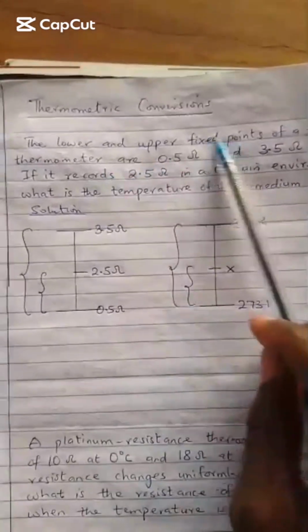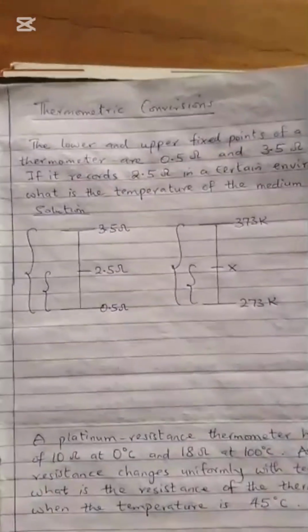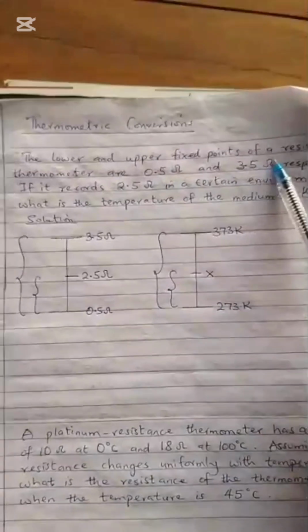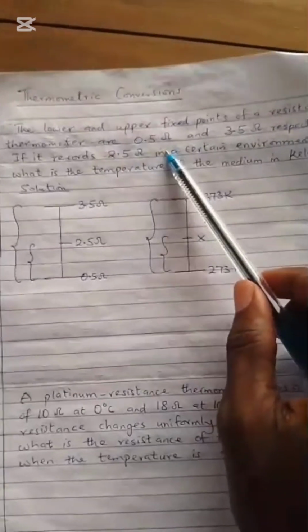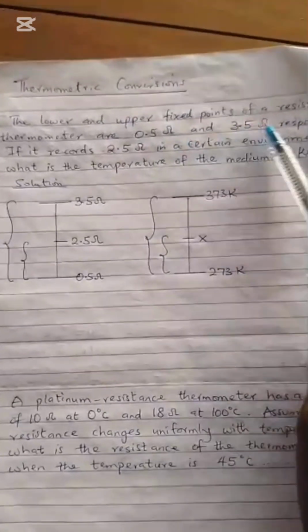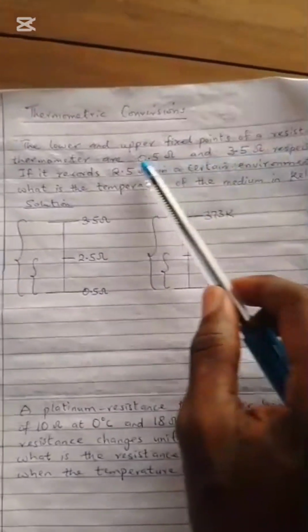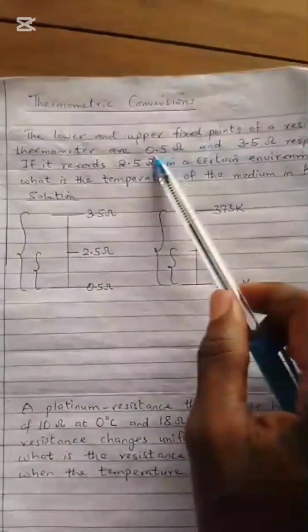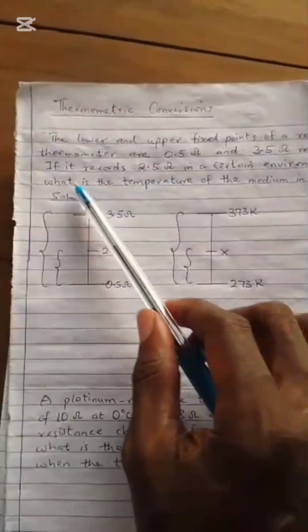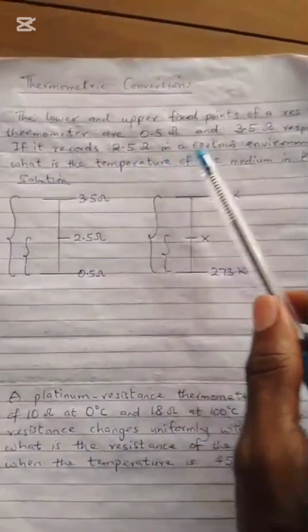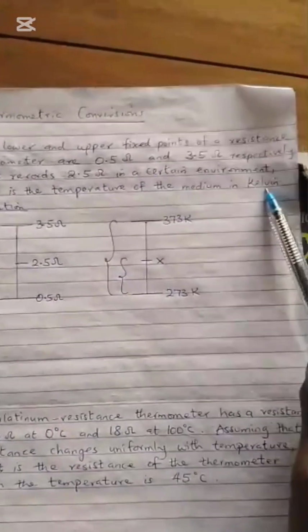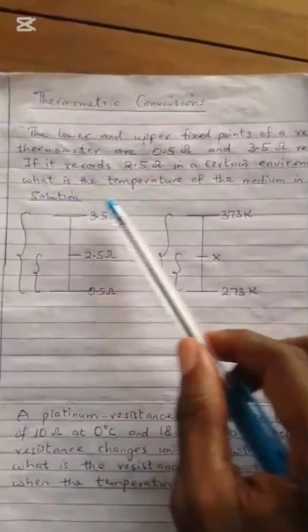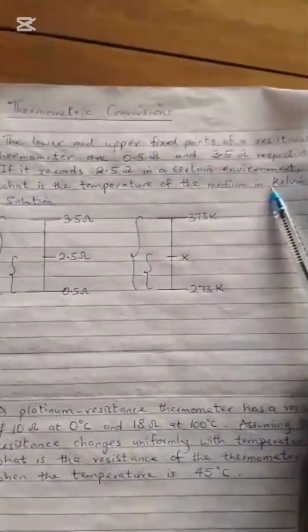So let's look at some thermometric conversions. Look at the question here. It says the lower and upper fixed points of a resistance thermometer are 0.5 ohms and 3.5 ohms respectively. Remember, ohms is the unit of resistance, okay? So if it records 2.5 ohms in a certain environment, what is the temperature of the medium in Kelvin? So we are basically converting from ohms to Kelvin.